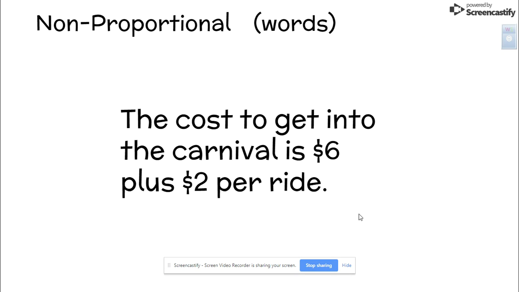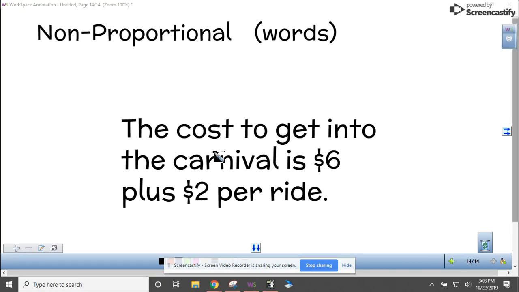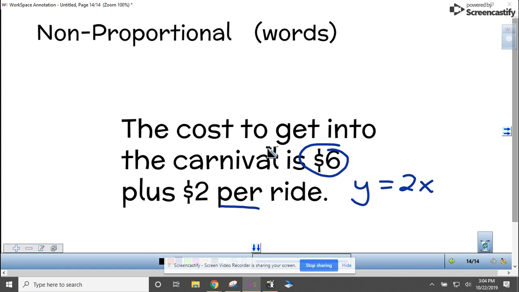And an example of a situation where it would be non-proportional is this one. Notice the rate is $2 per, that's my slope. So that would be y equals 2x. But we have that one-time fee, that cost to get in. So since it has a one-time fee and it's not just a rate, it is non-proportional.